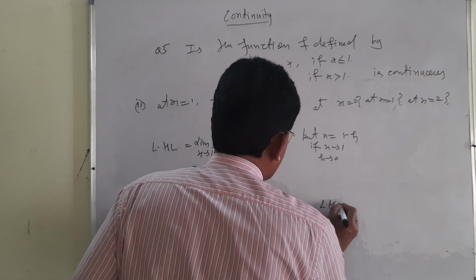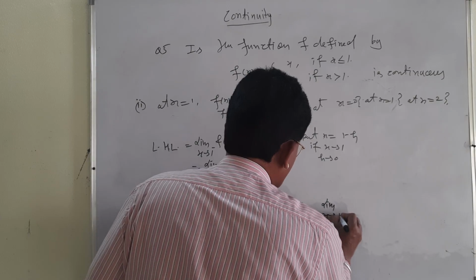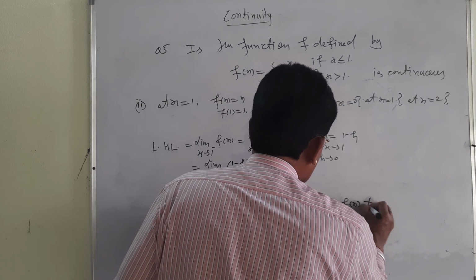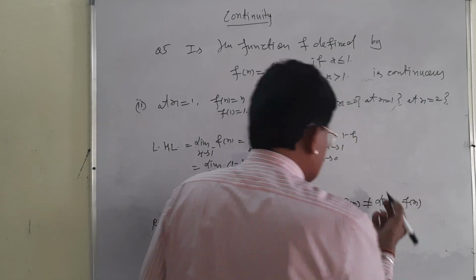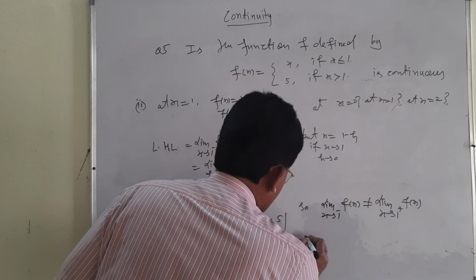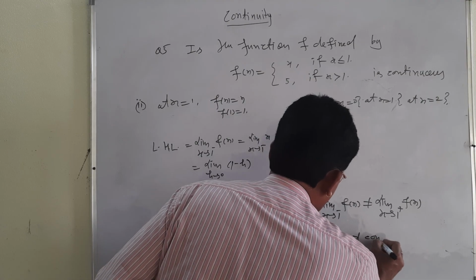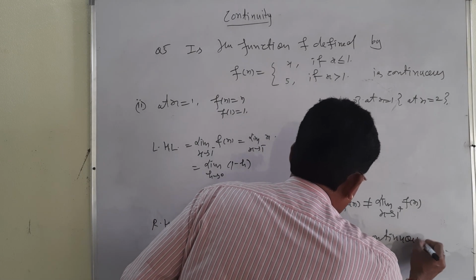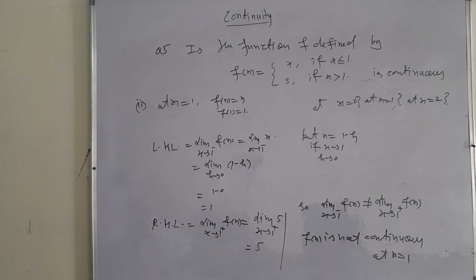So, the left hand limit you write in this way. Limit x tends to 1, f(x) does not equal the right hand limit of f(x). If these are not equal, then what will you say? It is not continuous at 1. f(x) is not continuous at x is equal to 1. Now let us check the same thing for what? At 2.